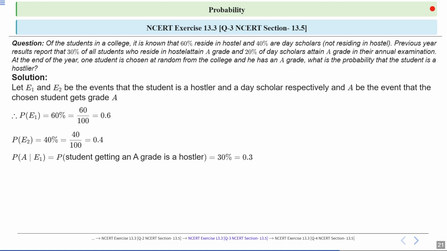And probability of A given that E1, the probability of a student getting an A grade given that he is a hosteler, equals 30% equals 0.3. Then probability of A given that E2, the probability of a student getting an A grade given that he is a day scholar, equals 20% equals 0.2.